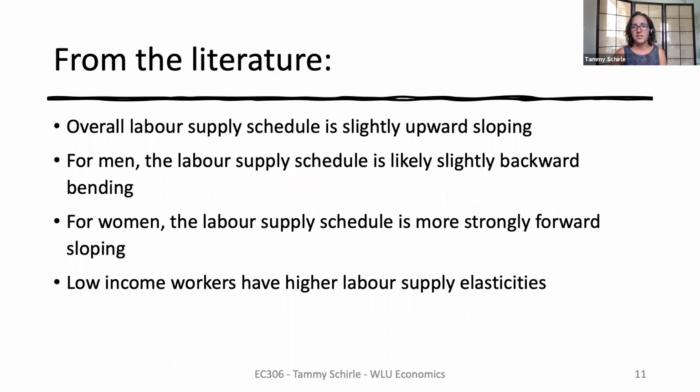Overall, there are a few key points we can take from the literature. When you take it as a whole, we see that the labor supply schedule is slightly upward sloping. For men, that labor supply schedule is likely to be slightly backward bending. If nothing else, we do see that a large part of it is fairly inelastic. For women, that labor supply schedule remains more strongly forward sloping. And we also see in the data that low-income workers tend to have higher labor supply elasticities. So at lower wages, people tend to be much more responsive to small increases in their wage.